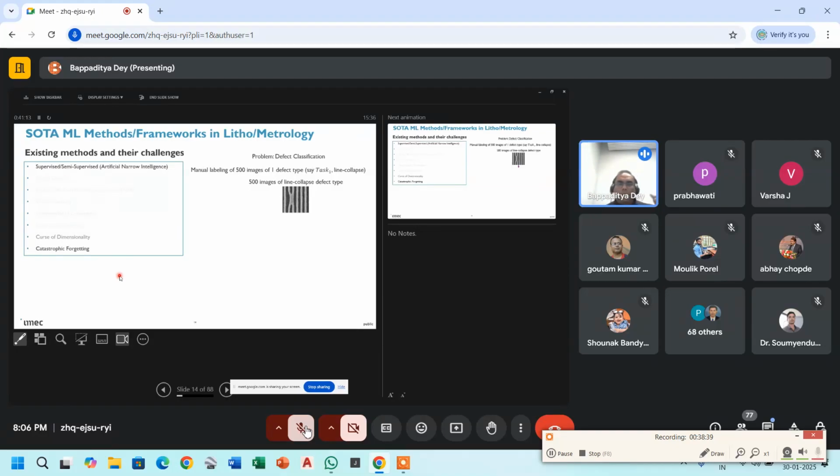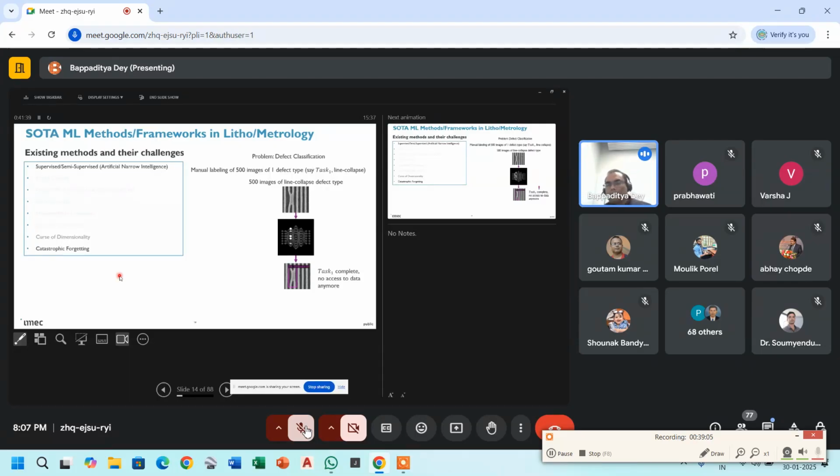A similar thing happens with your human brain. You have short-term memory and you have long-term memory. If you read something today, that goes first into your short-term memory, and if you revise it again and again during your whole lifetime, that is generally going to be stored in your long-term memory. The same happens with the model. So for an example, I took 500 images of the line collapse defect type. I built a model. That model is working very fine.